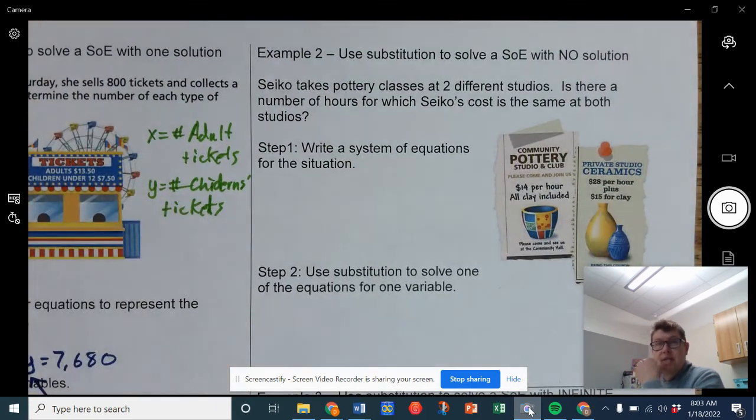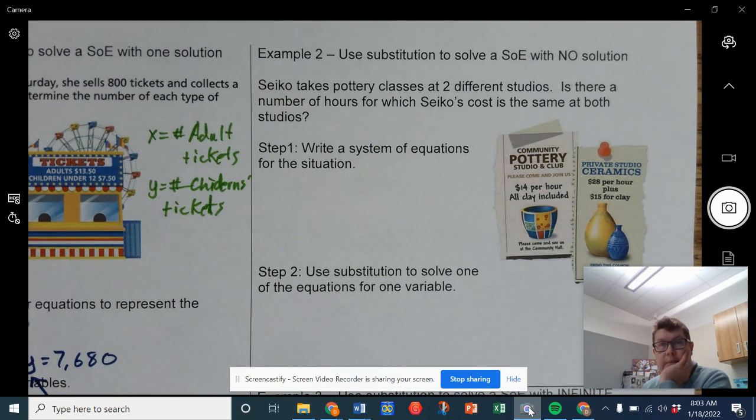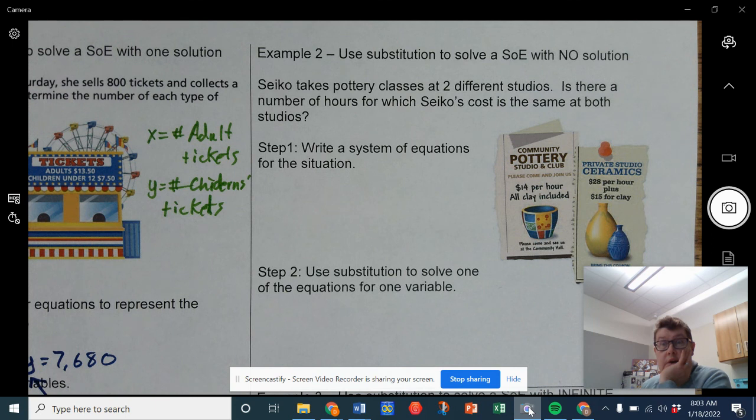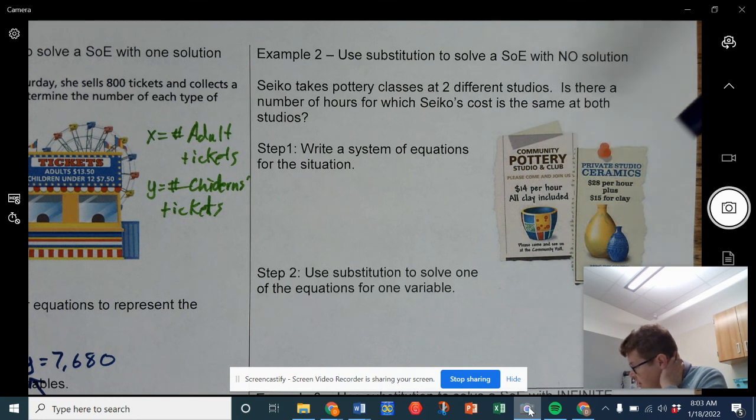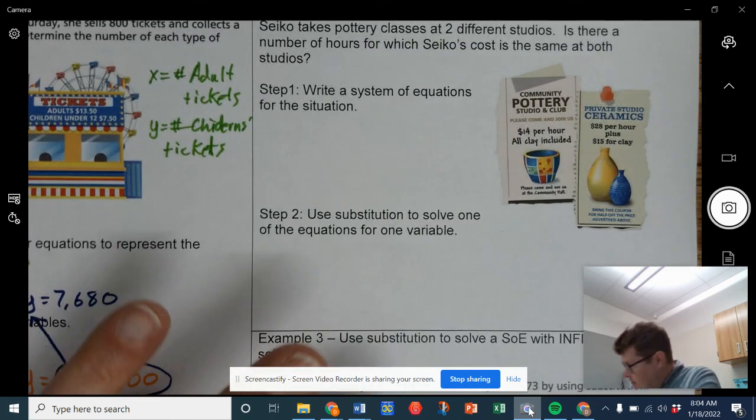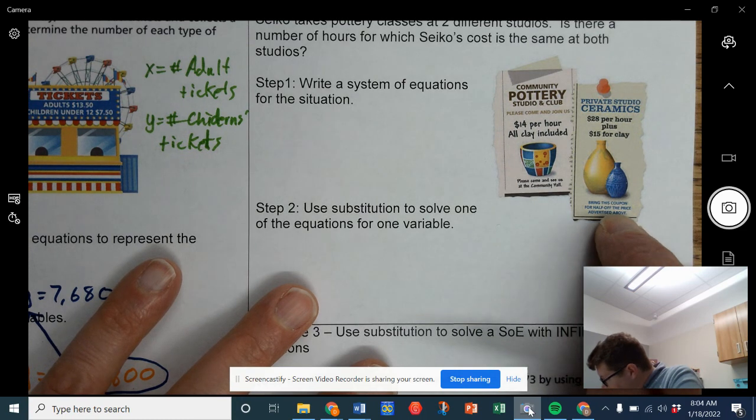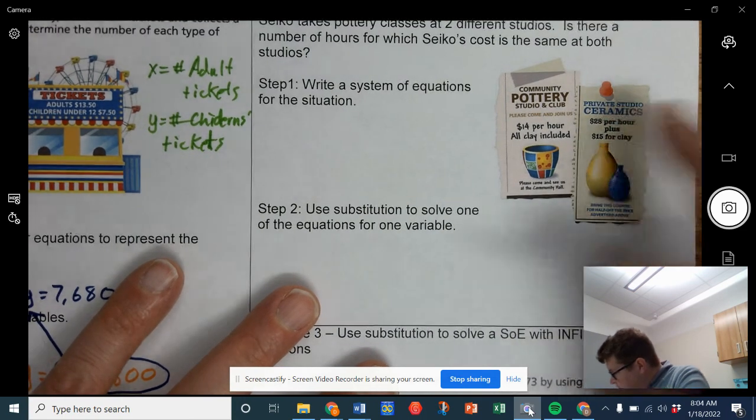Seiko takes pottery classes at 2 different studios. Find the number of hours for which Seiko's cost is the same at both studios. Write a system of equations for the situation. We have the community pottery studio and club, which is $14 per hour, all day clay included. Then we have the private studio ceramics, which is $28 per hour plus $15 for clay. And there's a coupon: bring this coupon for half off the price advertised above.